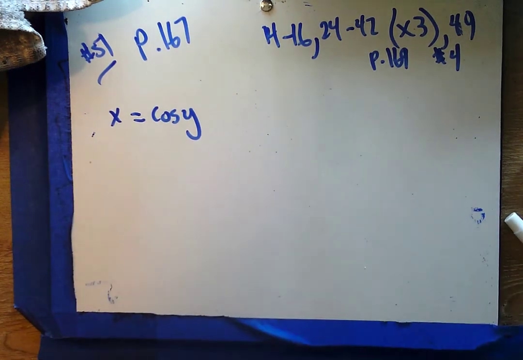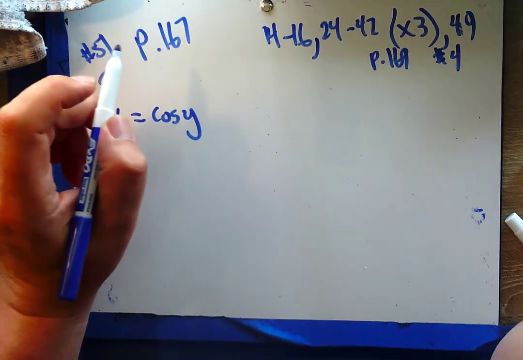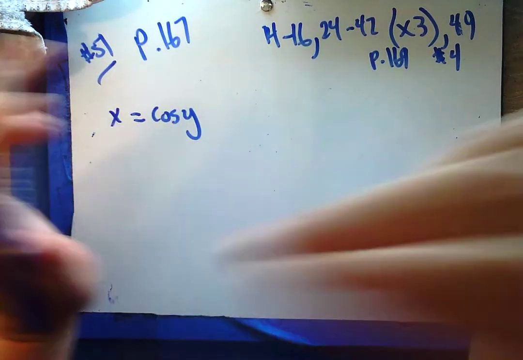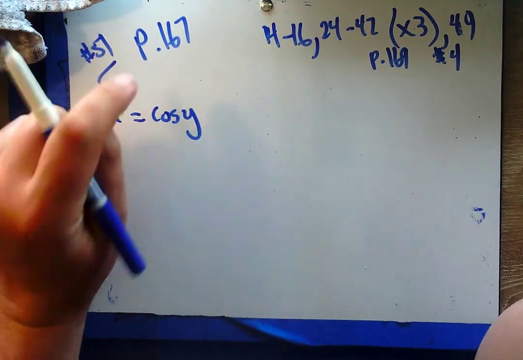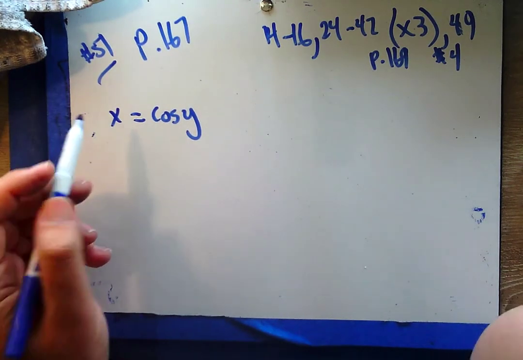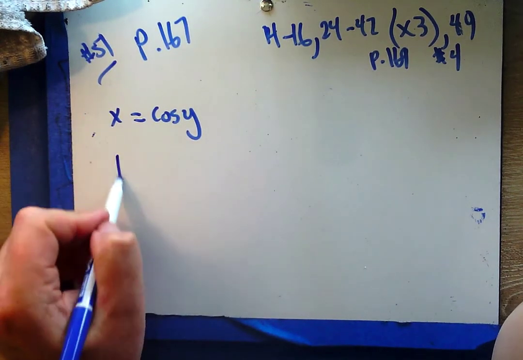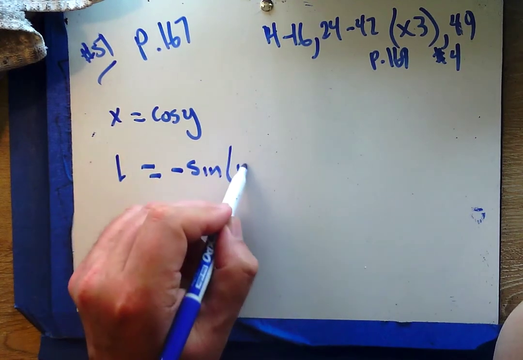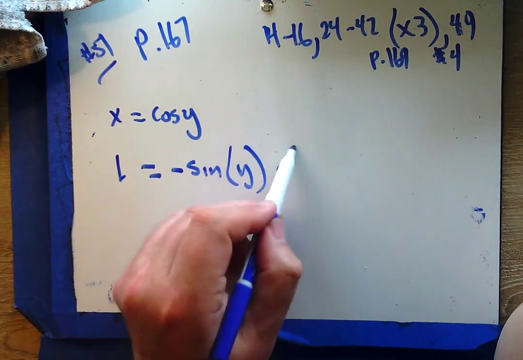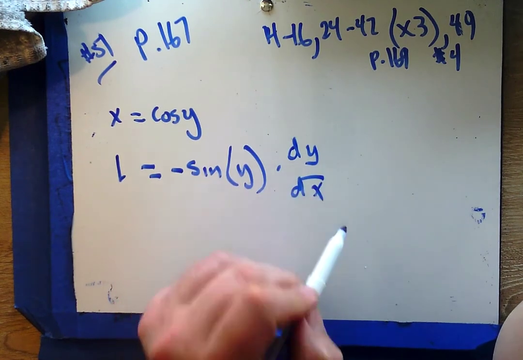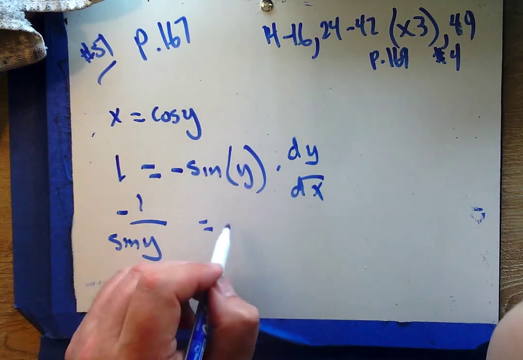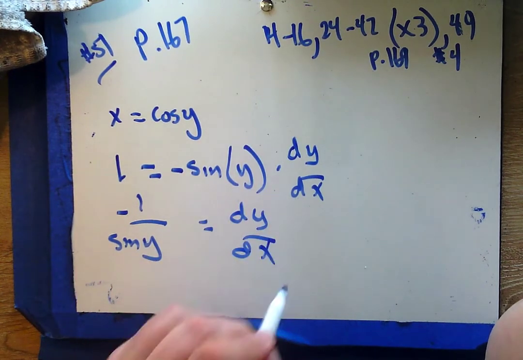Find where the slope of the curve is defined. Well, what that really means is find when the slope is undefined, and say the slope is defined everywhere except here where the slope is undefined. All right, so let's find the slope by taking the derivative. 1 equals the derivative of cosine, minus sine, leave the inside alone, times the derivative of the inside with respect to x. So negative 1 over sine y equals dy/dx.